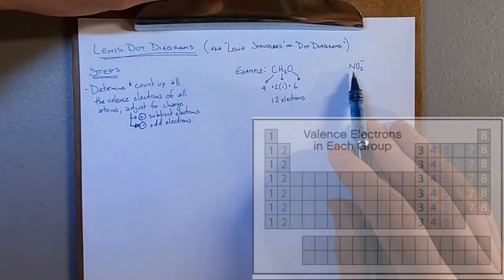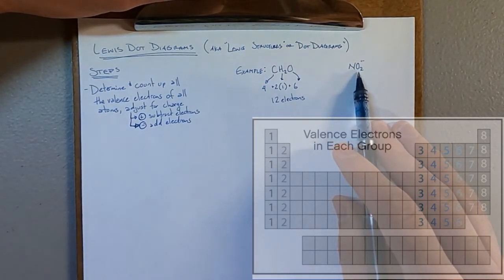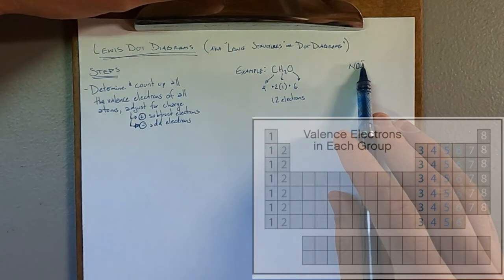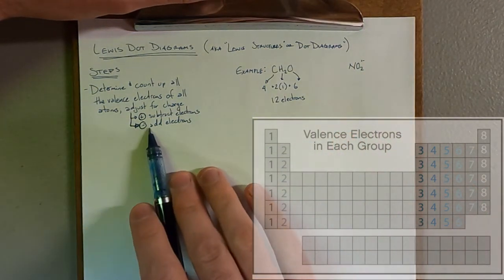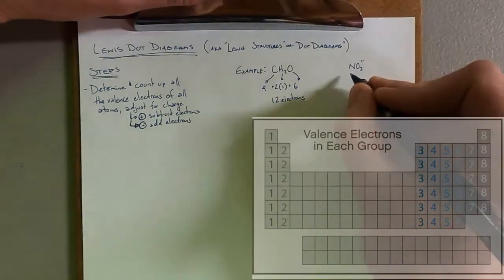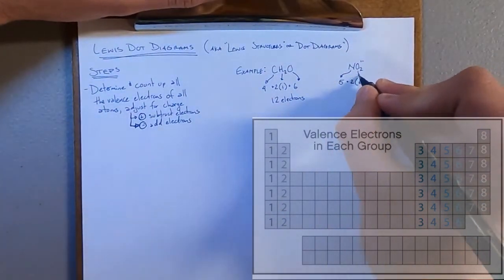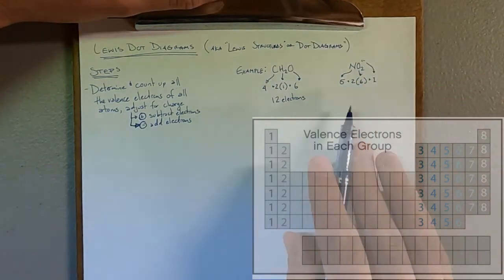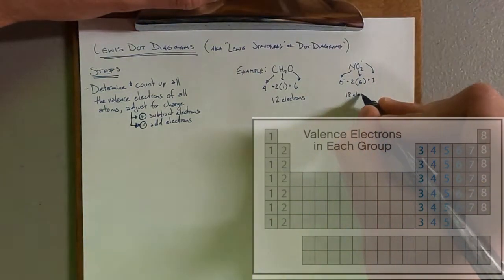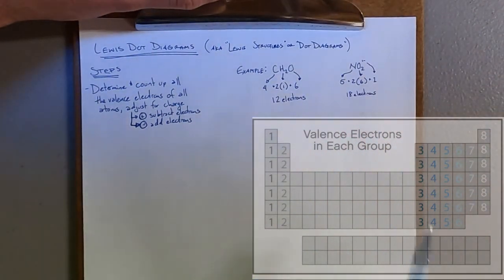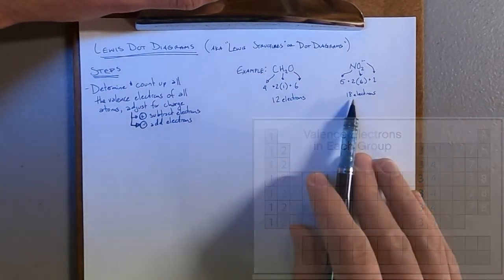In this case, the nitrogen has 5, there are 2 oxygens, each with 6, and we are going to adjust because of this charge by adding 1 extra electron. It's a negative charge, and so we will add electrons. And so with this, we'll have 18 electrons to work with.